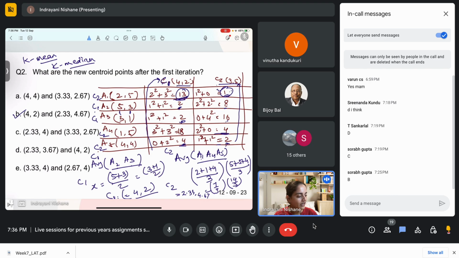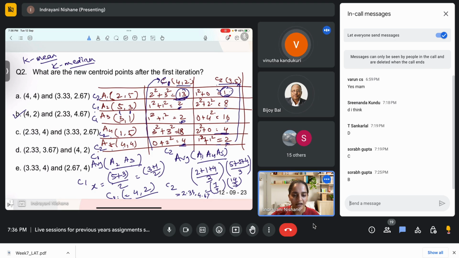So what we have done is we have found the average of x values and y values belonging to the second cluster. Which points belong to the second cluster? A1, A4 and A5. So we took their x values, which is 2 plus 1 plus 4, and divided that by 3 because 3 data points belong to cluster 2. And similarly the average for y values.